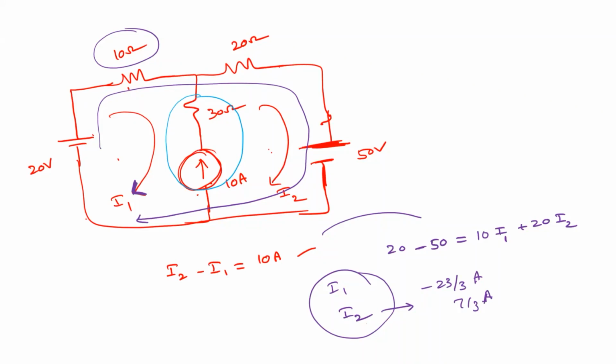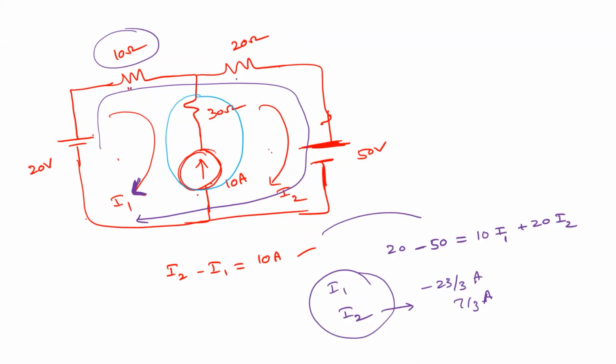The first thing is when to use super mesh. When you have a current source which is common to two meshes, in that case we cannot apply KVL directly, because we don't know the voltage across the given current source. So we apply this concept. When you are writing it, don't forget to use these I1 and I2 terms. I1 is flowing here, I2 is flowing here. Clear?